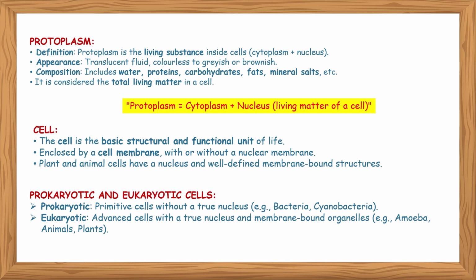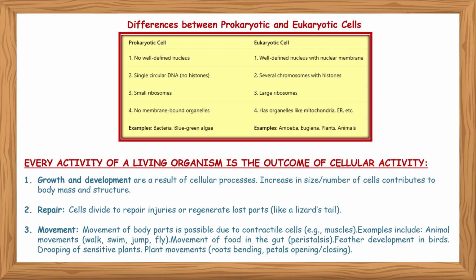The cell is the basic structural and functional unit of life. It is enclosed by a cell membrane, with or without a nuclear membrane. Plant and animal cells have a nucleus and well-defined membrane-bound structures. Prokaryotic and eukaryotic cells: prokaryotic cells are primitive, like bacteria or cyanobacteria, and eukaryotic cells are advanced cells with a true nucleus and membrane-bound cellular organelles, like amoeba, animals, plants, etc. These are the differences between prokaryotic and eukaryotic cells.